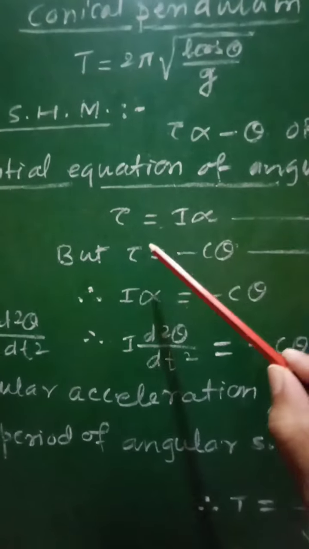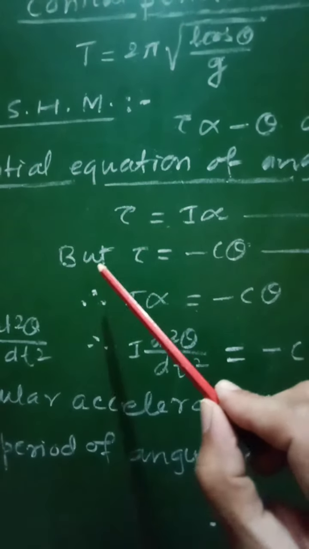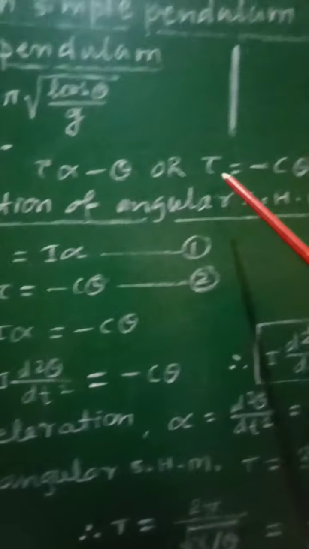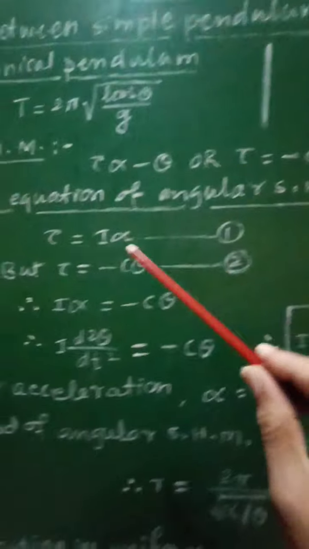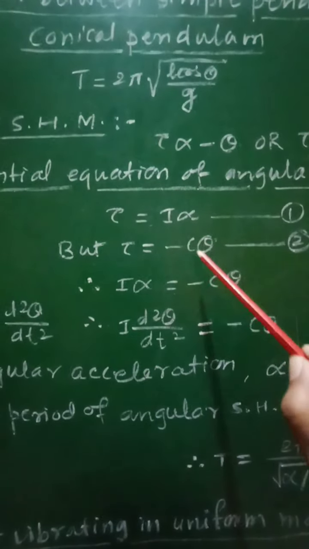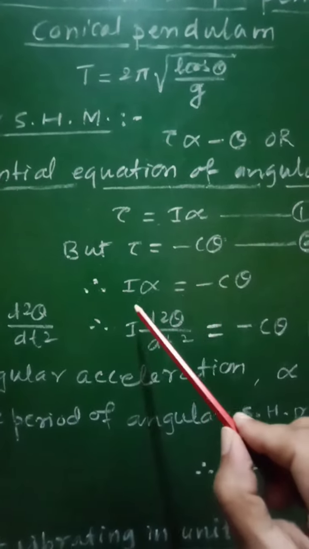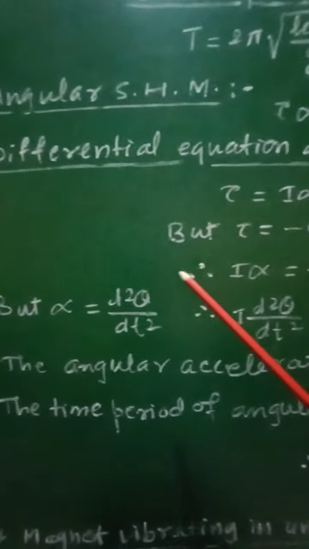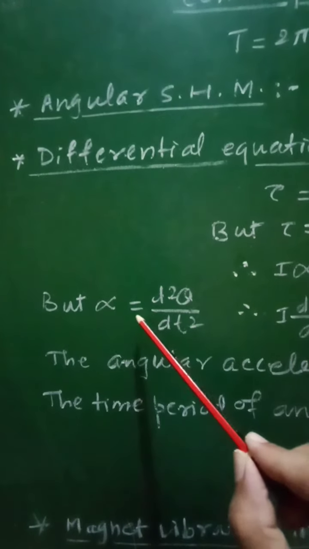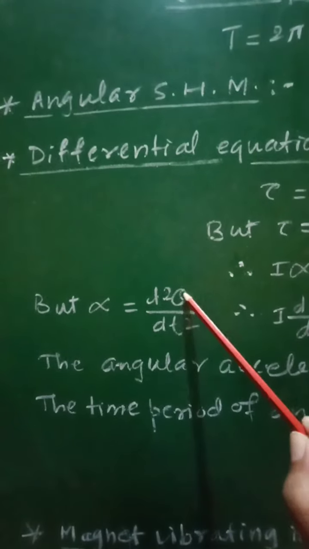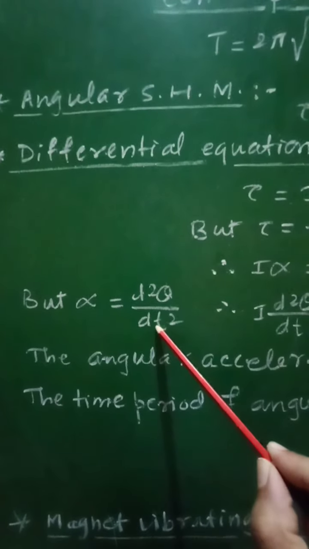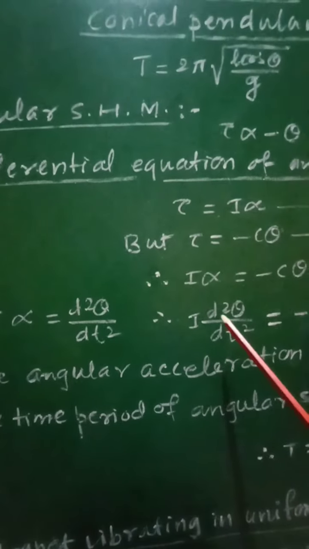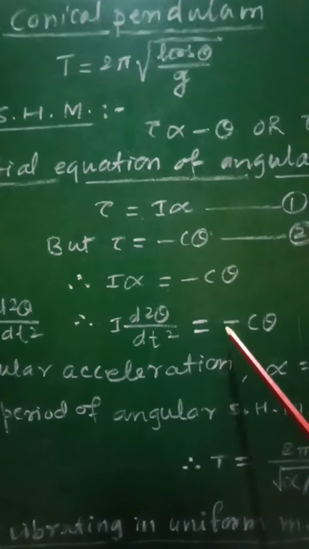But just now, according to the definition of angular SHM, we have seen that torque is equal to minus c theta. Equation number 2. Comparing these two equations, we can write I alpha equal to minus c theta. But the angular acceleration alpha is given in terms of angular displacement as d square theta by dt square, and therefore we can write from this equation I into d square theta by dt square equal to minus c theta.